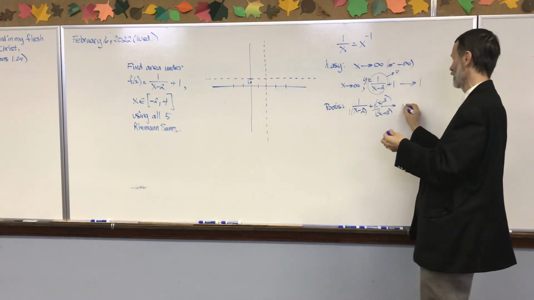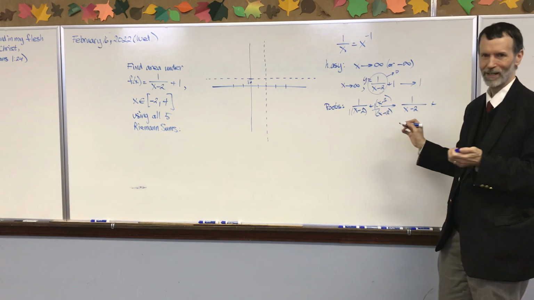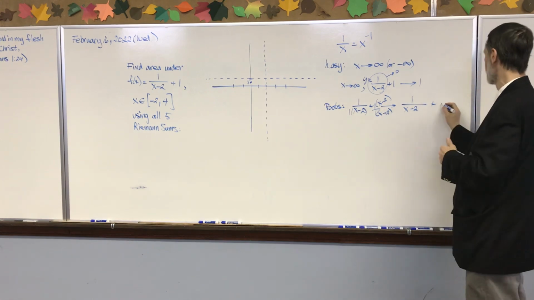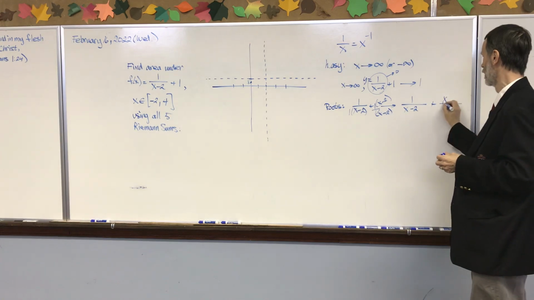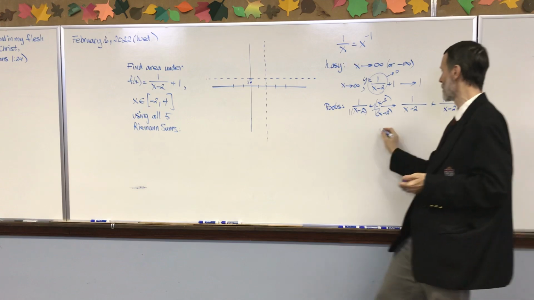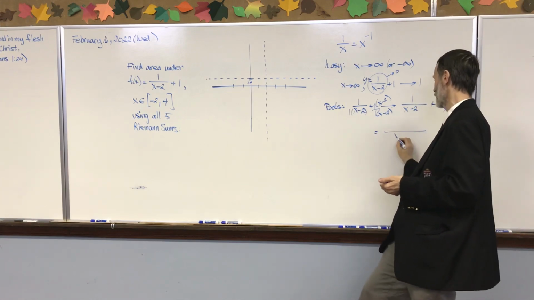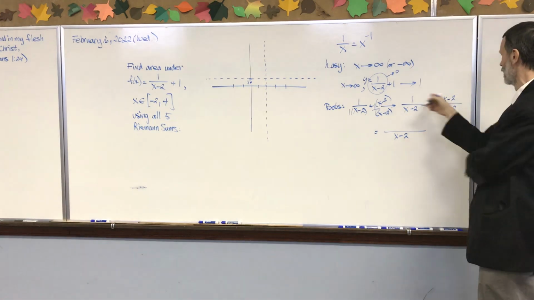Tell me what this should look like. It's 1 over x minus 2 plus what? What goes here? X minus 2 over x minus 2. Correct. Add them up. Now we have a common denominator. 1 plus x minus 2.